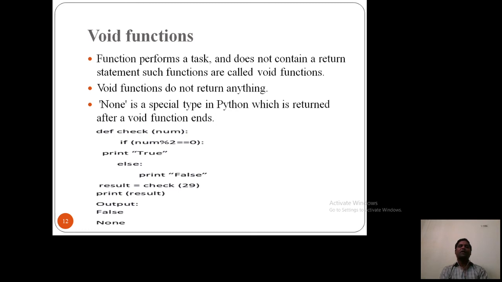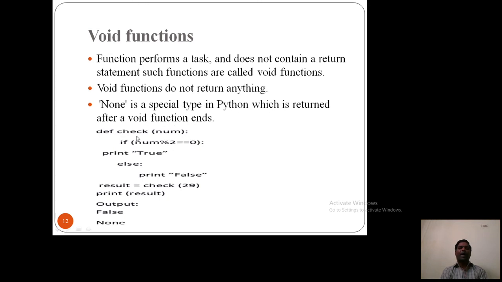Void function. A function that performs a task and does not contain a return statement is called a void function. So a function performs a task, it does not contain a return statement, and we can call it a void function. Void functions do not return anything. And None is a special type in Python which is returned after a void function ends.